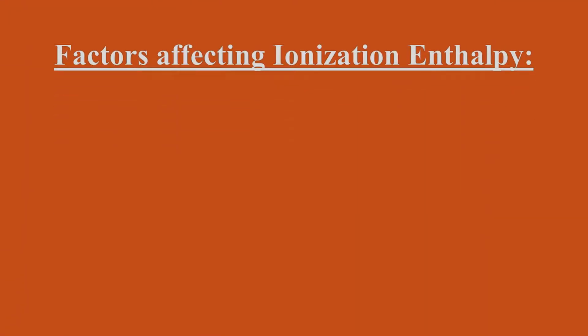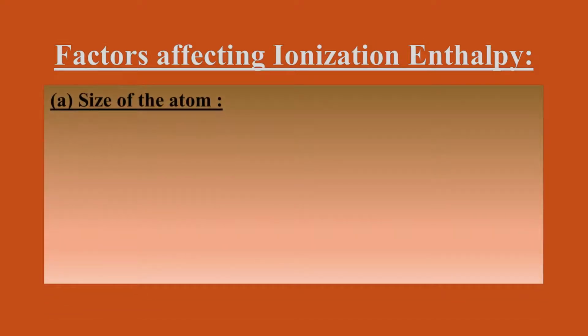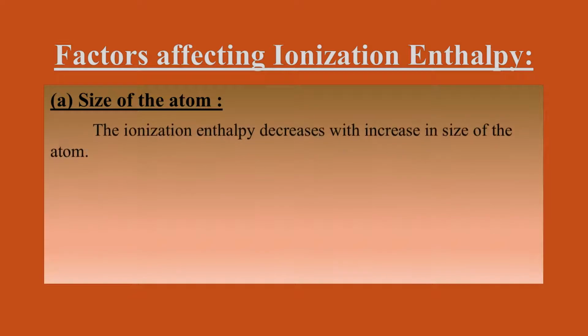Let's check the factors affecting ionization enthalpy. So the first factor is the size of the atom. Ionization enthalpy decreases with increase in size of the atom. It means ionization enthalpy is inversely proportional to the size of the atom. When the size of the atom increases, the ionization enthalpy will decrease. As in our previous video, we have already discussed the size of the atoms in atomic radius, and in case of increase in atomic size, the ionization enthalpy will decrease.